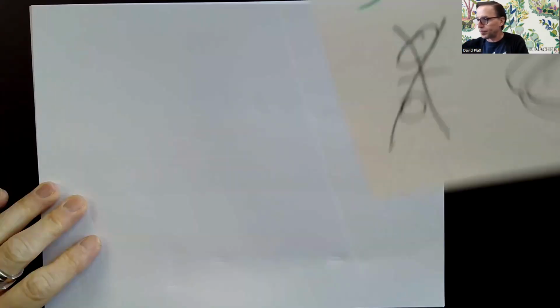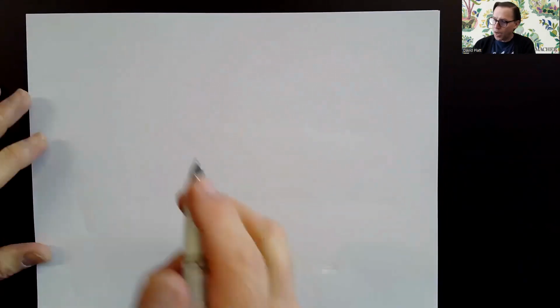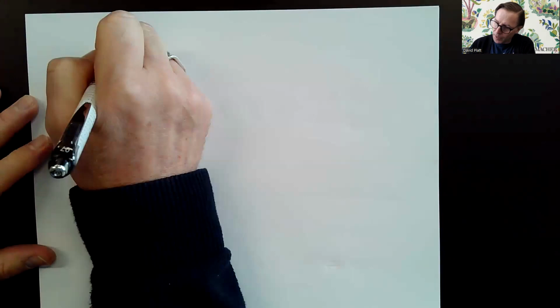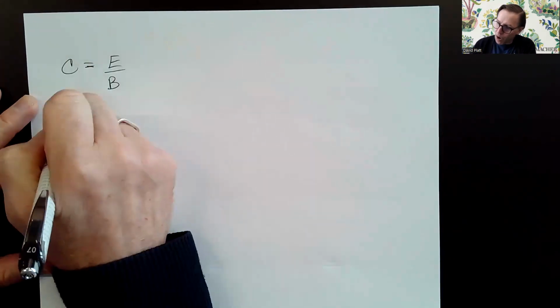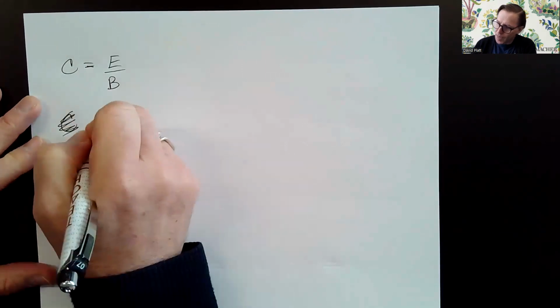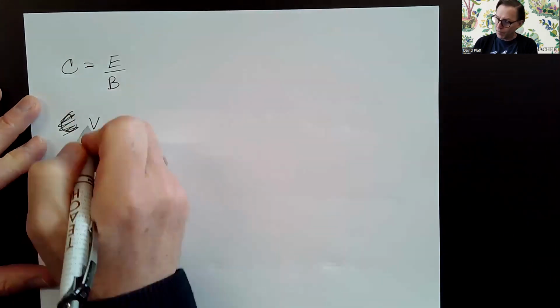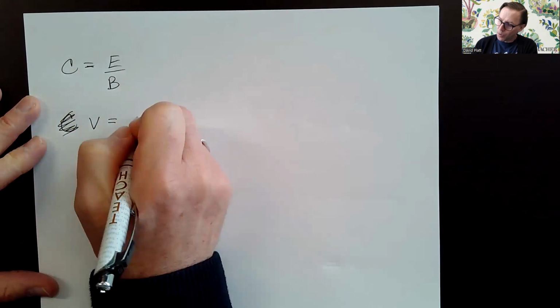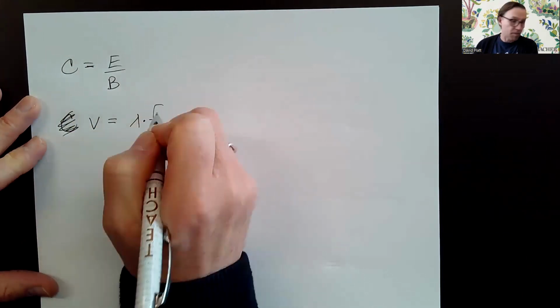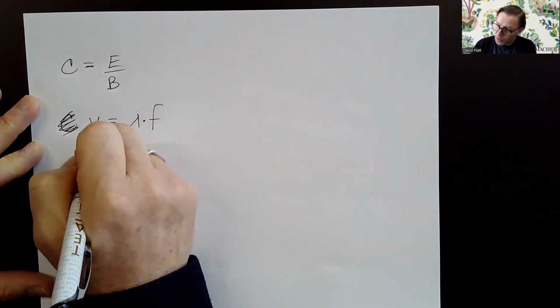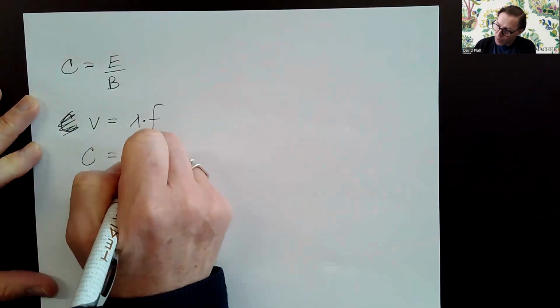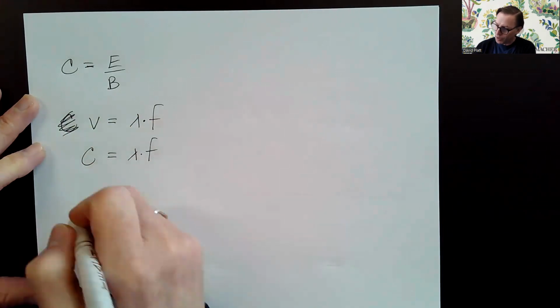All right. Enough about that. Let's talk about a couple equations. We just talked about c equaling E over B. There is another equation for all waves: the speed of the wave is equal to the wavelength of the wave times the frequency of the wave. And that's true for light waves as well. c, the speed of the wave, is wavelength times frequency. So just remember that.